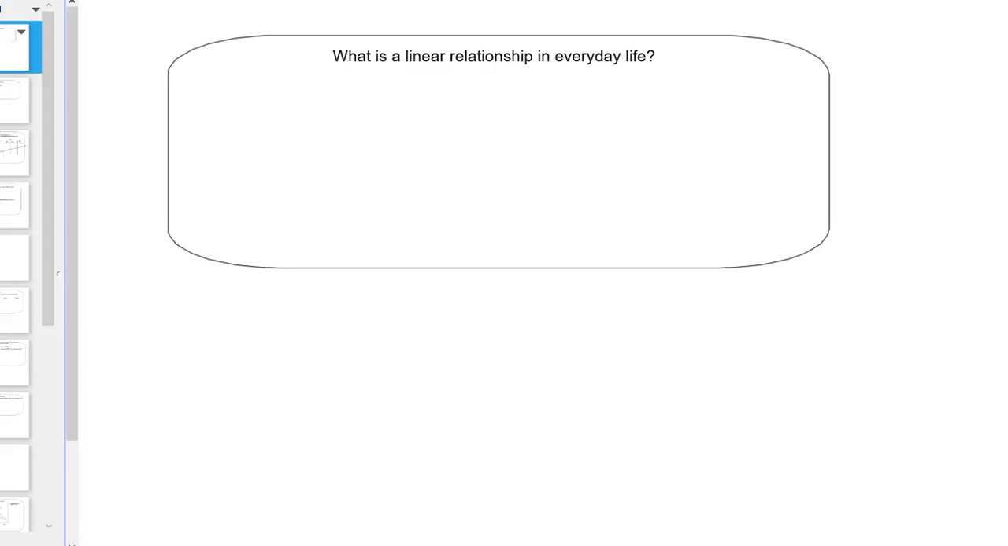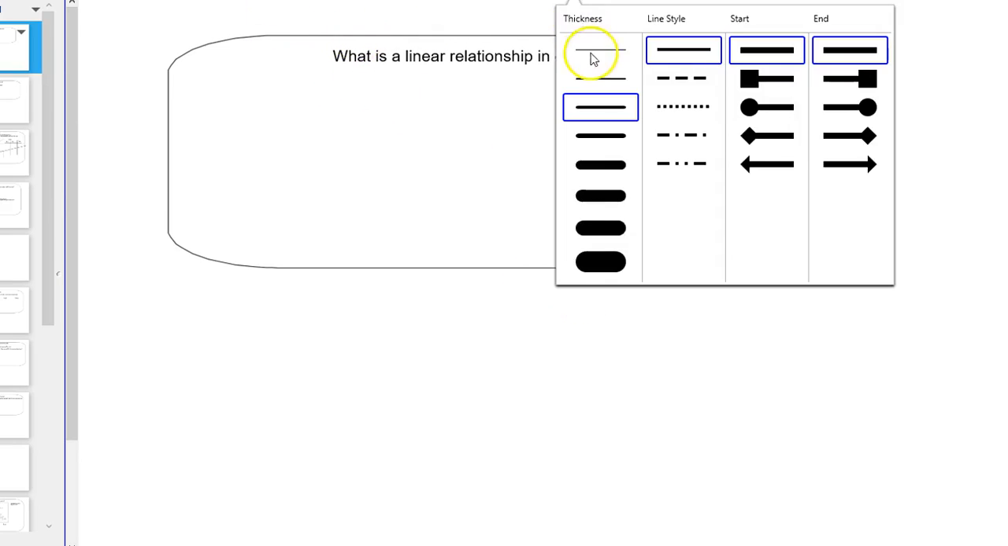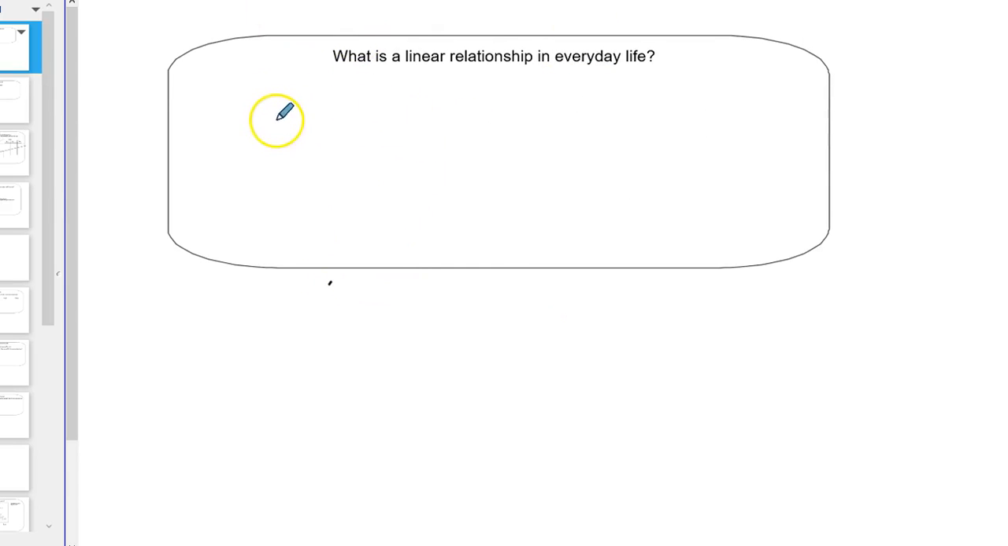Good afternoon, this is Schweitzer, and we're considering what linear relationships are. In our everyday life, we have lots of linear relationships. We know them so well, we maybe don't even recognize what they are.